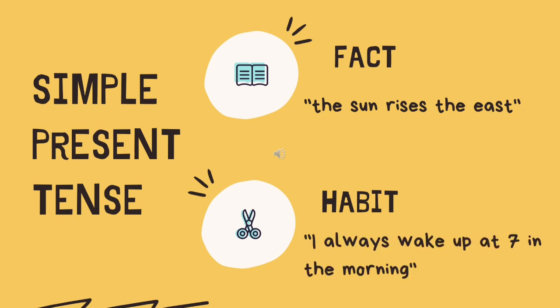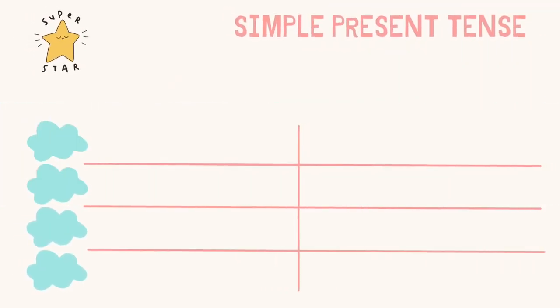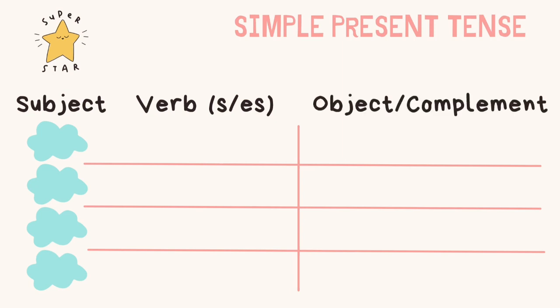That's a fact. Then, we use simple present tense in daily habit. For example, I always wake up at 7 in the morning. Saya selalu bangun pada jam 7 pagi. And now, do you know how to create a sentence using simple present tense? First, we need subject. Then, we need verb atau kata kerja that we can add s or es behind it according to the subject of the sentence. Then, we can add object or complement in the end.